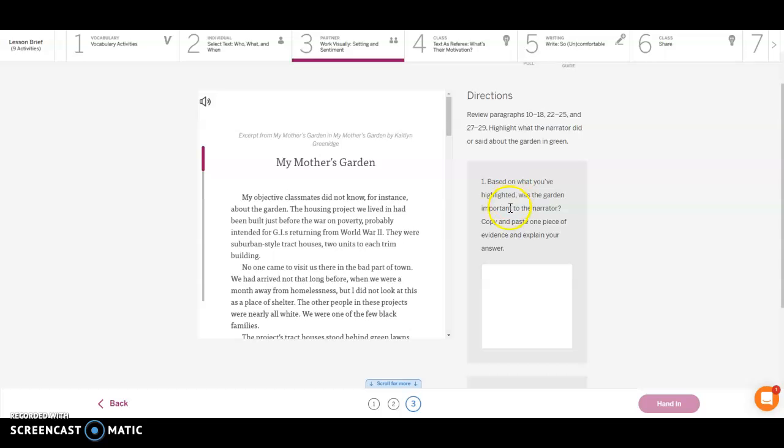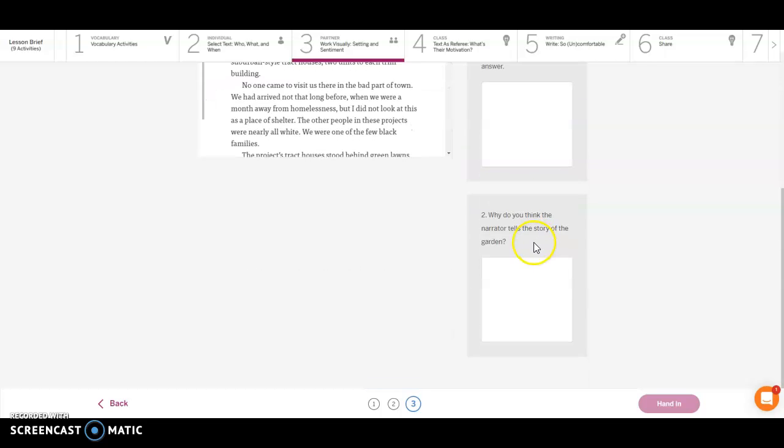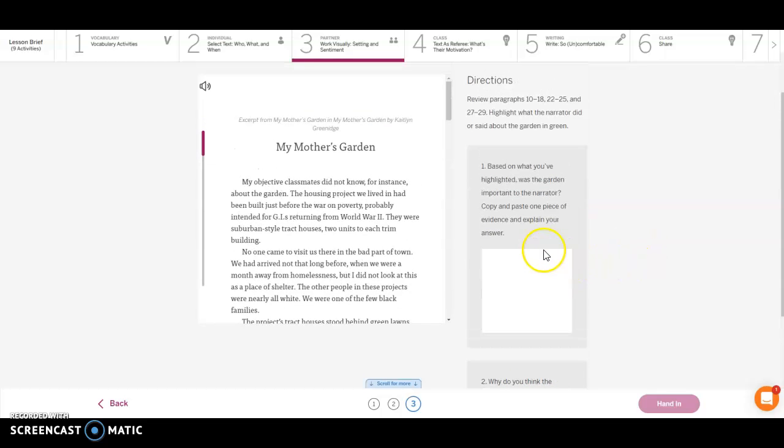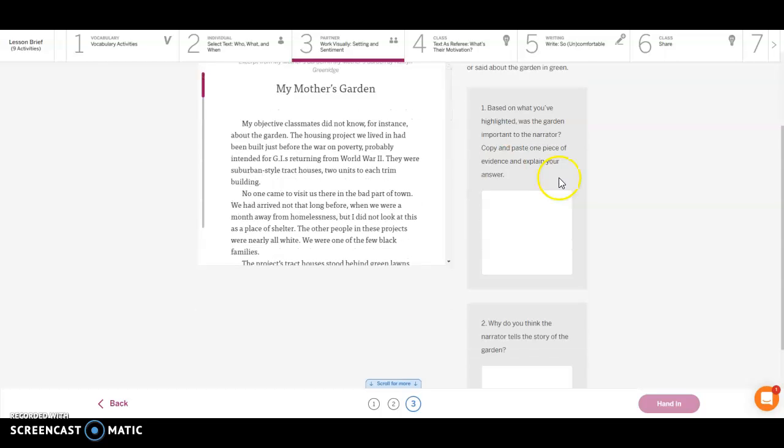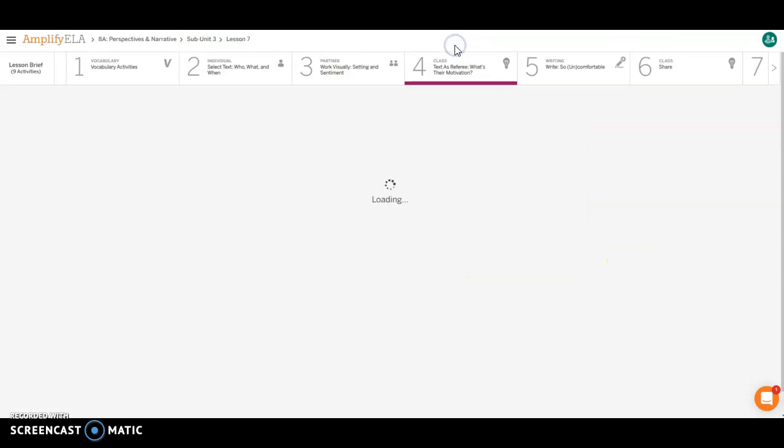And then, was the garden important to the narrator? Copy and paste 1 piece of evidence and explain your answer. Why do you think the narrator tells the story of the garden? So based on your answer, I'm expecting you probably said no, it wasn't really important to her. So why do you think that's true? Then you're going to go to number 4.